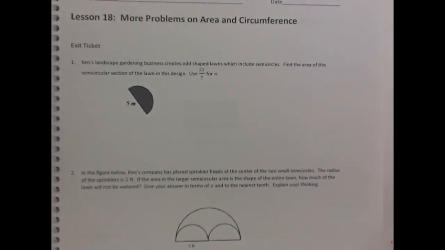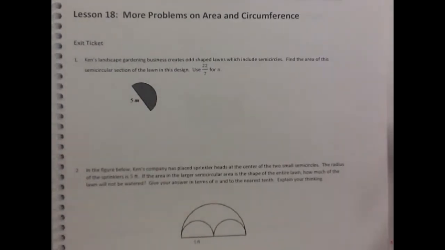Alright, this is lesson 18 exit ticket. There's only 2 questions. Throws us a little bit for a loop. We've been practicing area of a circle and circumference of a circle. We have here, we're going to deal with semicircles.